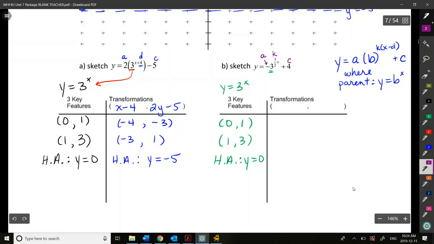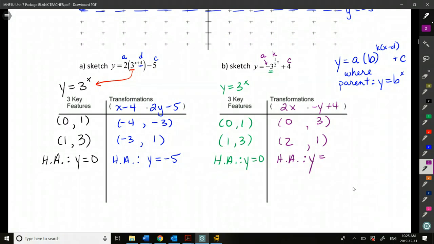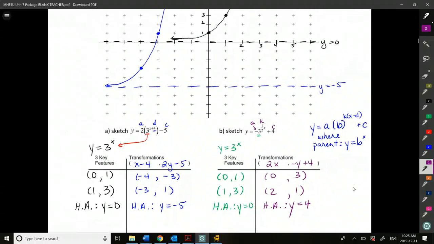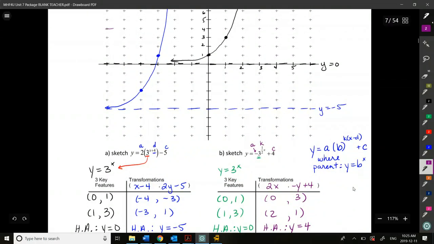So, can someone set up our equations for us here? 2x and negative 1 equals 4. Perfect. Okay, so reciprocal of the K value, we don't have a D value, and then AY plus C. Okay, so we're going to get 0 and 2, and then 3 and 1. New location of the horizontal asymptote. Who can help us with that? Alexandra? Awesome. Okay, so let's pencil that in at 4 here.